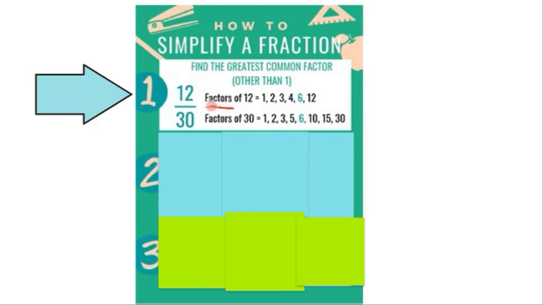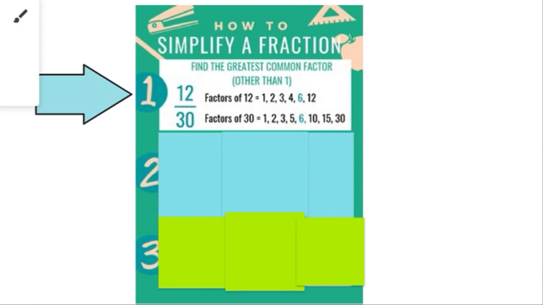We need to find the factors of 12, and we also need to find the factors of 30. So our factors for 12 are 1, 2, 3, 4, 6, and 12. And our factors for 30 are 1, 2, 3, 5, 6, 10, 15, and 30.